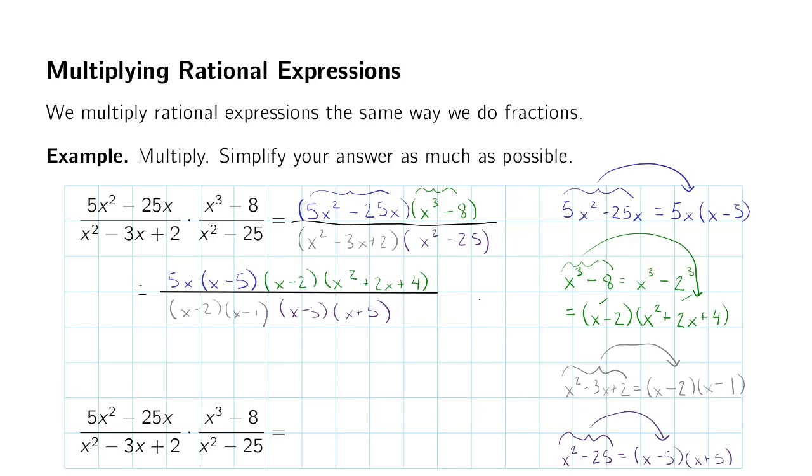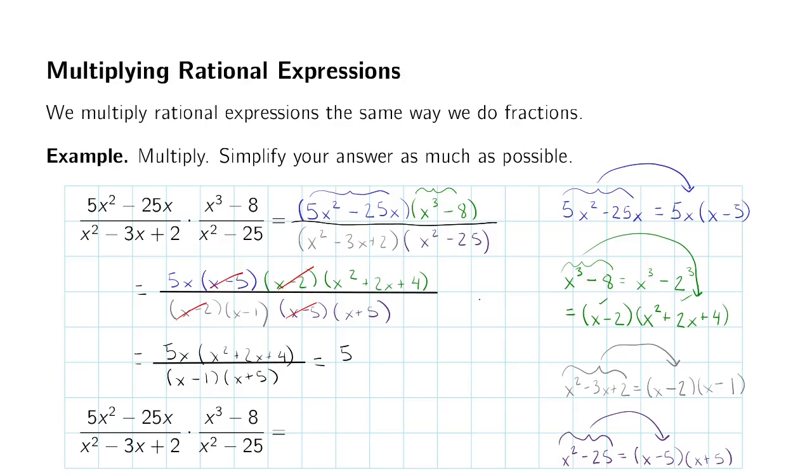So what can we cancel out? 5x does not appear in the denominator. We'll leave that. X minus 5 appears in the denominator. X minus 2 appears in the denominator. And that's it. We'll have 5x times x squared plus 2x plus 4 all over x minus 1 times x plus 5. And then we can leave it like that, or we can multiply it out.